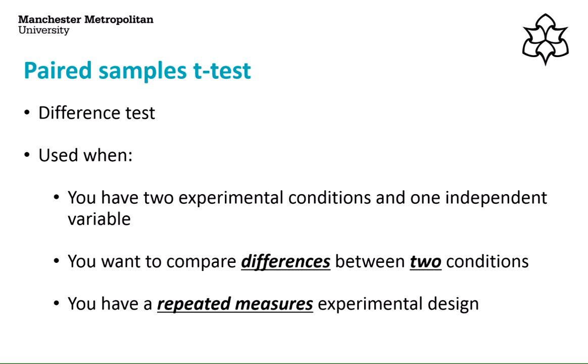So as an example, if you recruited a group of participants and you got them to complete a test on the first day under one condition, you then sent them away, brought them back the following day and got them to complete the test again but under a different condition, you would have a repeated measures design because all participants would be taking part in both conditions. Therefore, if you wanted to know if there was a significant difference between your two conditions, because you had a repeated measures design, you would need to run a paired samples t-test.